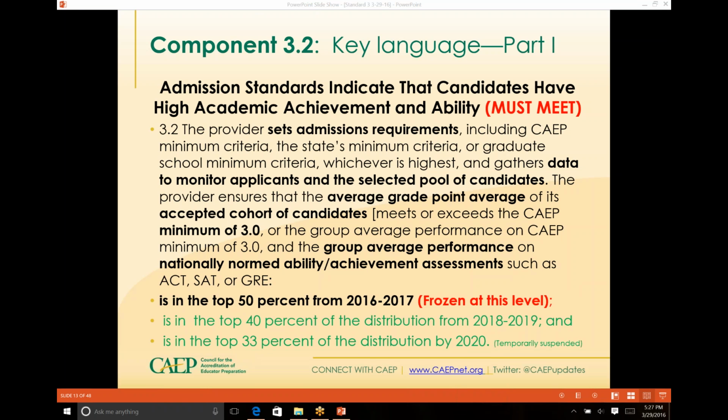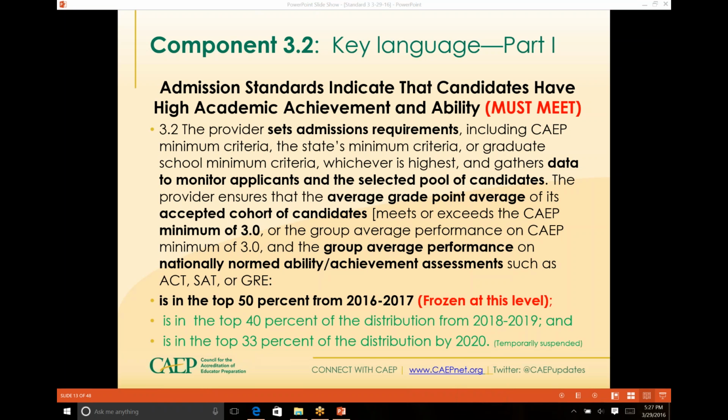Three things to know about this. One is that you set admissions criteria, whether it's CAEP minima, the state's minima, graduate school minima, whichever is highest, and you gather data. So you're monitoring those applicants and your selected pool. They're looking for a cohort average of 3.0 in terms of GPA. So what that means is that you can have some candidates who are 2.7, even 2.5. But if you've got other candidates who are at 3.3 or 3.5, then it's all going to be okay.